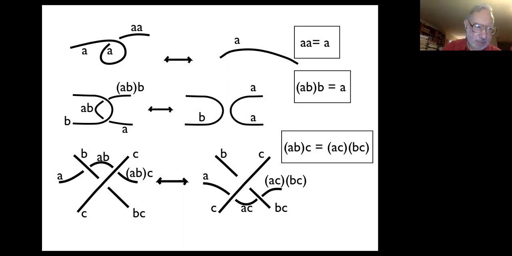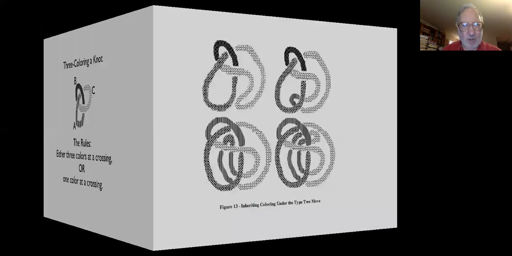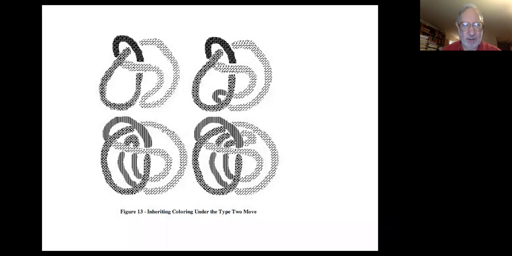A bumps into B and becomes AB, and then it bumps into B again and becomes ABB. But AB is C and CB is A, so that's all right. And similarly over here, on the third Reidemeister move, you'll see that all that works. And it means that if you were to color a knot with the three distinctors and then watch what happens to it as it moves around, it would remain colored by them.